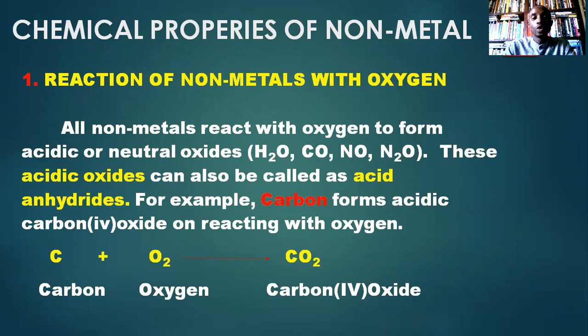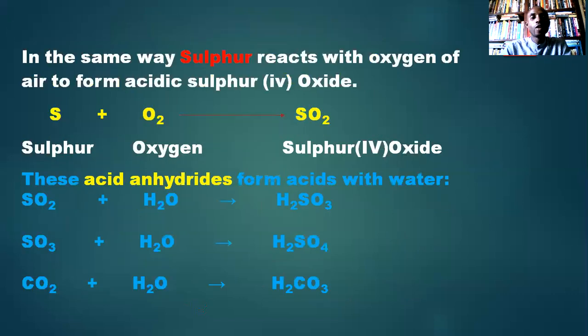That is the meaning. So examples of such acid anhydrides we have carbon 4 oxide, SO3, and CO3, and all of that. Now, let's take one as an example. Carbon, when it burns in air, will form carbon 4 oxide. Carbon 4 oxide is an acid anhydride. Something like sulfur, when sulfur burns in air, it will form sulfur 4 oxide.